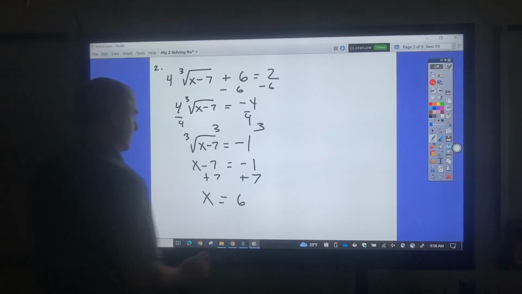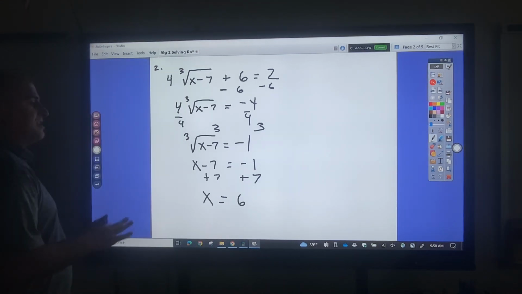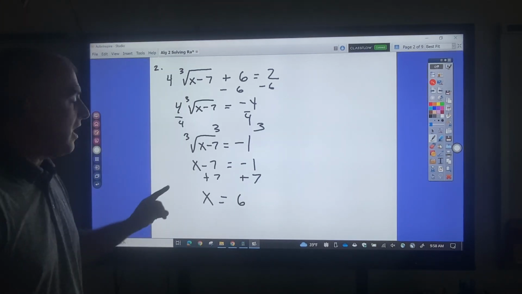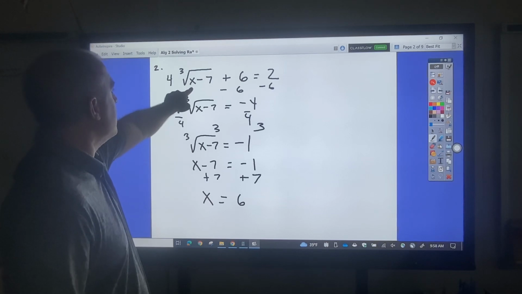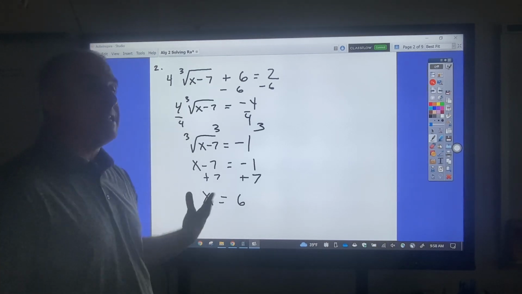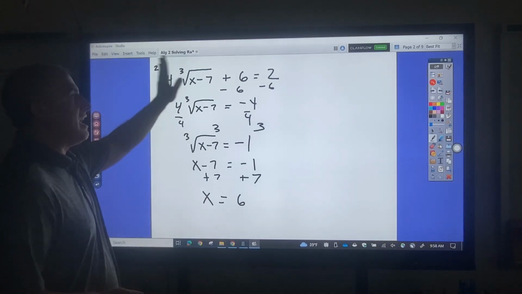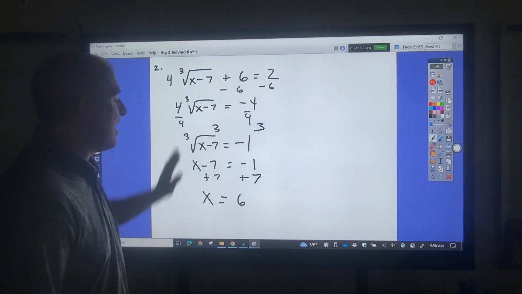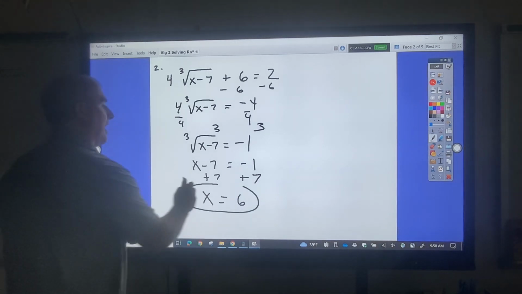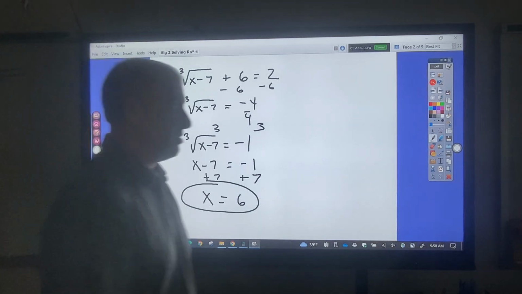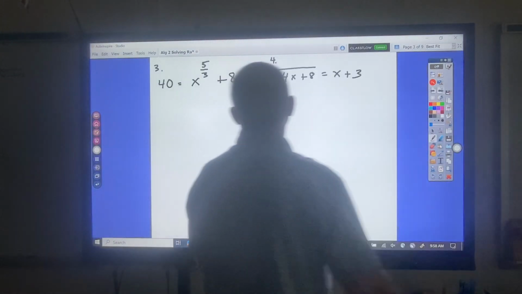I get x equals 6. Now, I don't have to worry about this for odds, because if I put that back in, 6 minus 7 would be negative 1. But that's okay. With odd powers, you can have a negative on the inside. So that's going to be my solution. It's only for the even powers that you check.